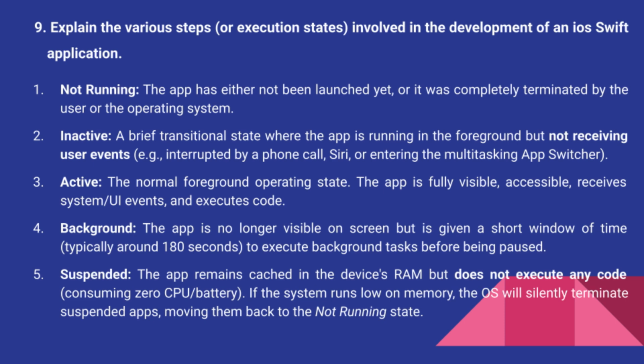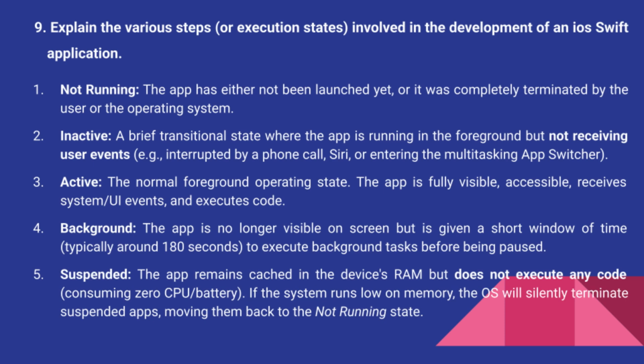Second is the inactive state. This is primarily a transitional state. The app is technically in the foreground, but it is not receiving any UI events. This happens during standard state transitions, like when an app is launching or moving to the background, but it also triggers during sudden interruptions, like when the user receives a phone call, pulls down the notification center, or activates Siri.